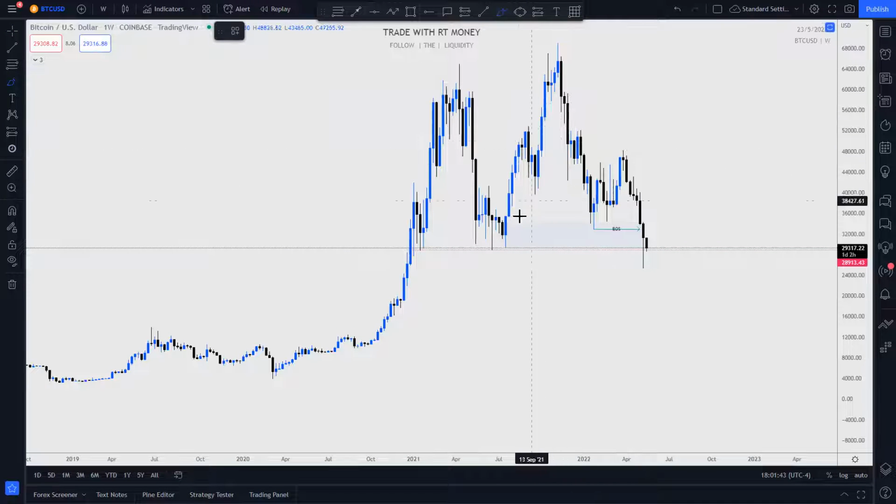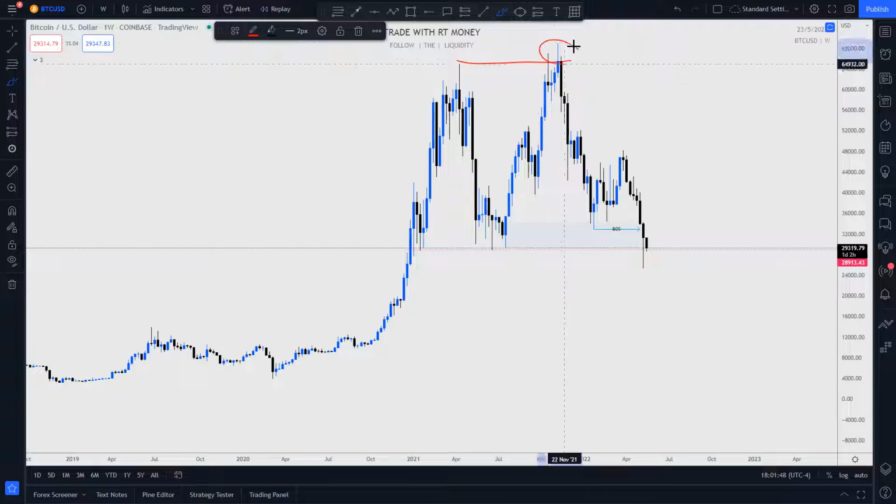Price came all the way from this top, making a new high, taking out the top, and then it has fallen precipitously, formed a nice little bear flag here, and then broke the lows to the downside. I love to see a break of structure, because that confirms the bias, the bearish bias in this case.